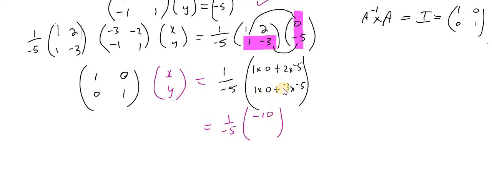1 times 0 is 0 here, so we're ignoring that. Negative 3 times negative 5, that's positive 15, right? This will cancel out. And 2 times negative 5 is negative 10. Negative 3 times negative 5, that's positive 15, because negative times negative is positive. 3, 5, 15. This is 0, so 0 plus 15 is 15.